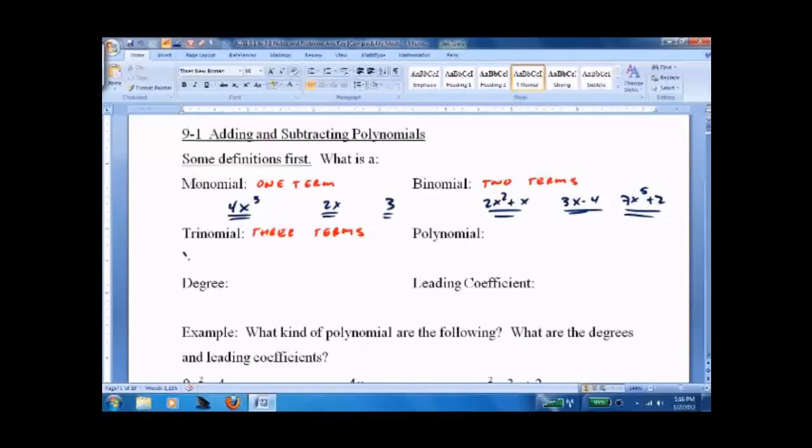Trinomials, three terms. x squared minus 2x plus 1. 7x to the fifth plus 3x plus 2. Could be anything, as long as it has three terms. And a polynomial, well, we've just described what polynomials are. They're all of the above: monomial, binomial, trinomial. You could actually have 4 or 5 or 6 terms, which you'll see every now and then, but they're all polynomials, anything with an exponent.